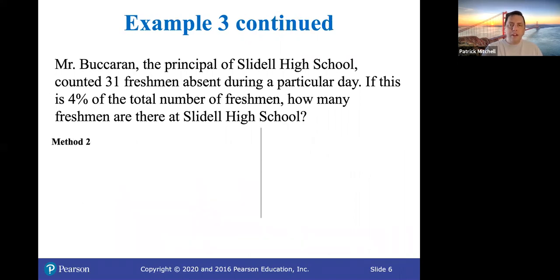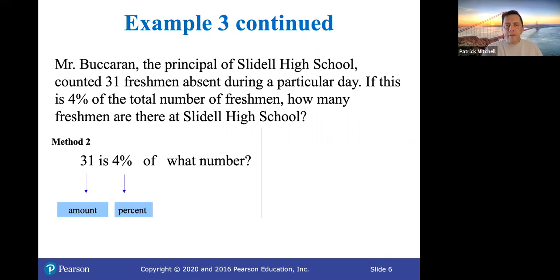Using the proportion method, you just have to identify the percent, the amount, and the base. Remember that the base is whatever comes after the word of. And then the proportion equation is amount over base equals percent over 100. So as a proportion, this would be 31 over b equals 4 over 100.